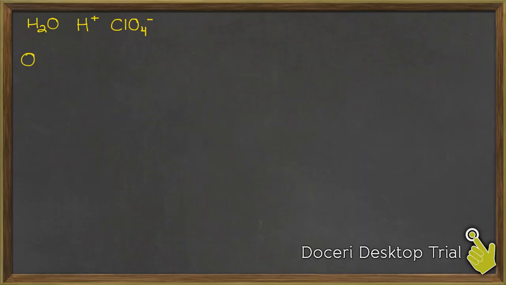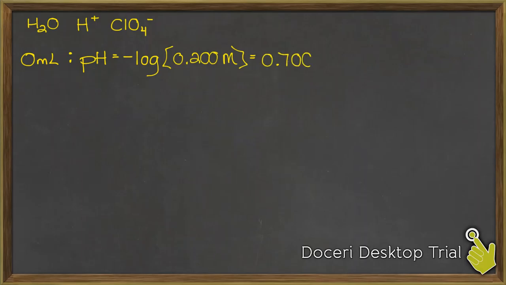Okay, so 0 milliliters of base have been added. So what do we do? Super quick and easy. pH equals negative log of the H+ concentration, which is the same thing as the molarity of the acid. And I can do that because it's a strong acid. And we'll go to 3 decimal places. And there's my first answer.